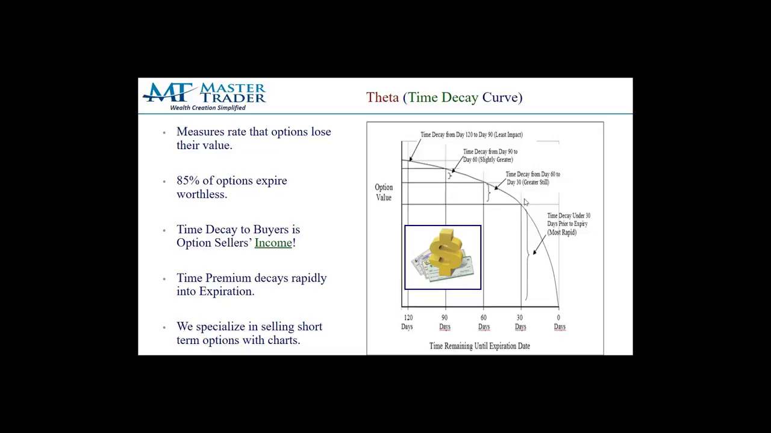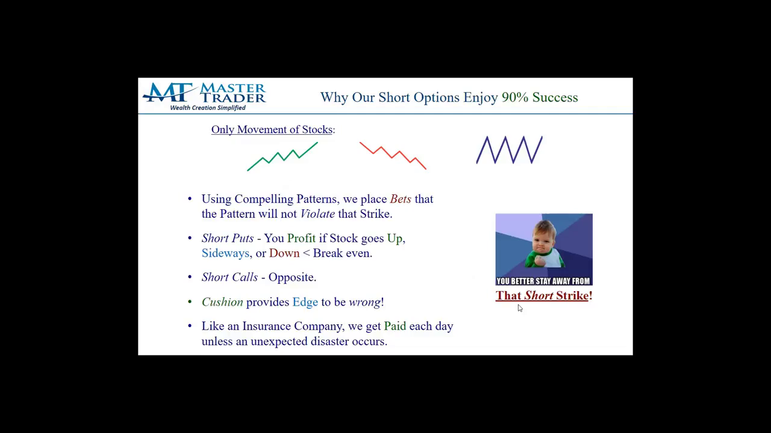Now, we focus on selling short-term options because, as you can see in this time decay curve, the closer you get to expiration, the more rapid the decline of that option's value becomes. It's like a melting ice cube. If the stock doesn't perform for the option buyer, his or her remaining price of that option is just going to deteriorate, and that's what we want to capitalize on.